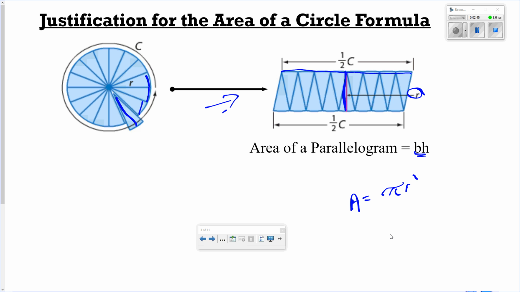The circumference of a circle is 2 pi times the radius. And then we're going to multiply by another radius, because that's the height of our little parallelogram. But my base is actually only 1/2 of the circumference. So the 1/2 and the 2 cancel, and I get pi times r times r, and that's where pi r squared comes from.